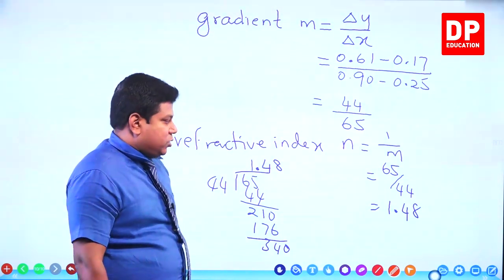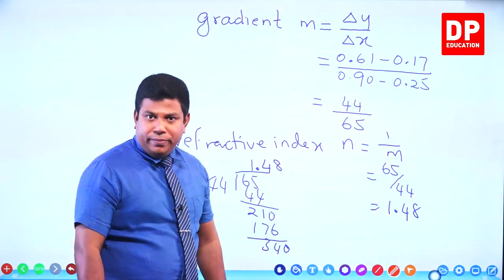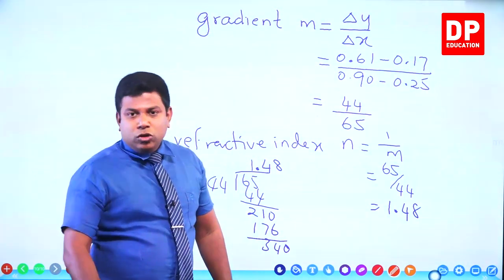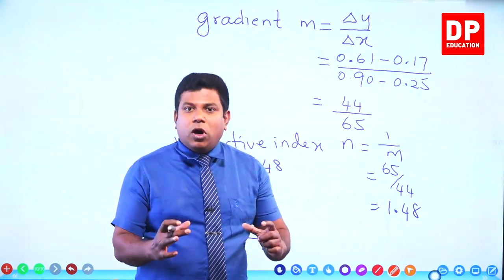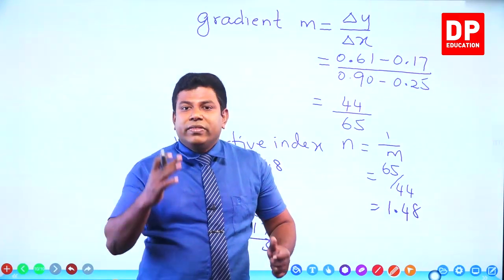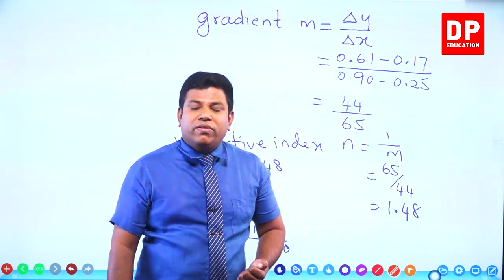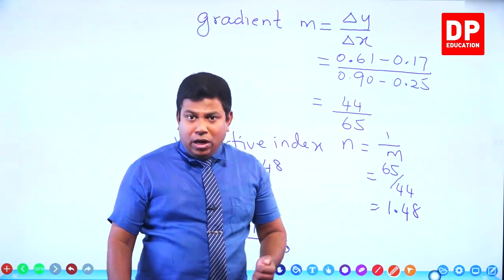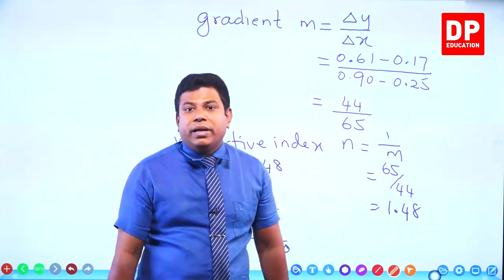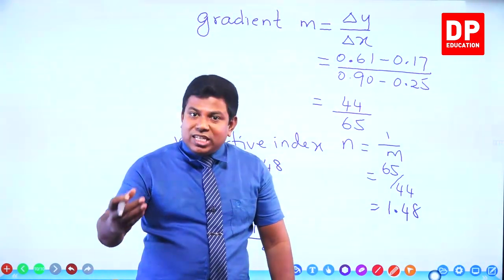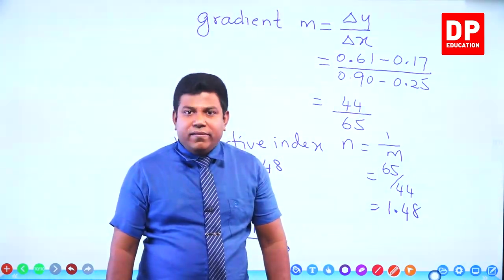So based on the experiment, the refractive index we are getting is 1.48. Understand? So this is how we use this experiment, the glass block experiment, to find the refractive index and to verify the two laws of refraction. Now with this much knowledge on this experiment, we will see what questions can come on this experiment and how to answer them correctly. We will see now.